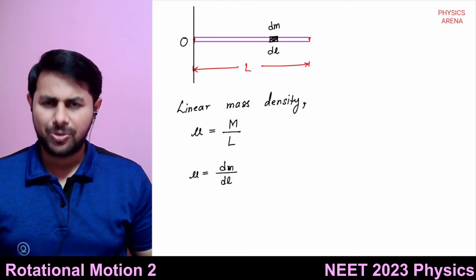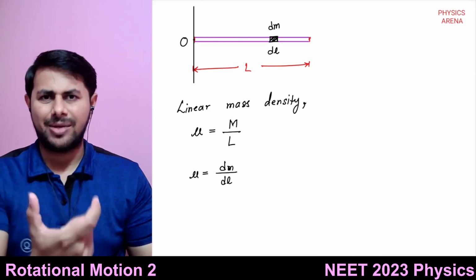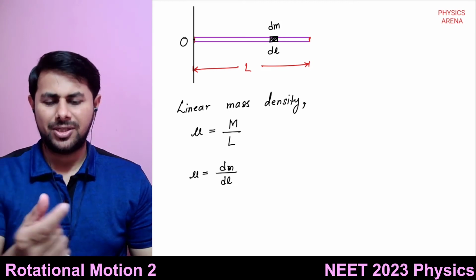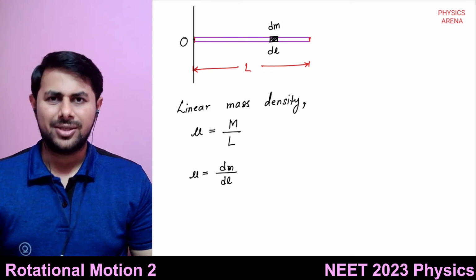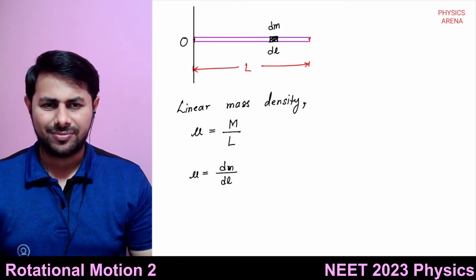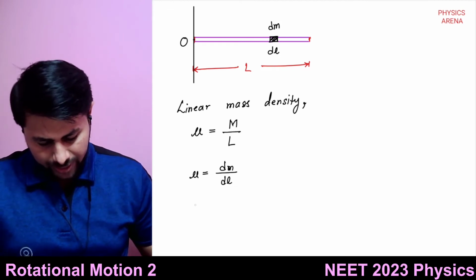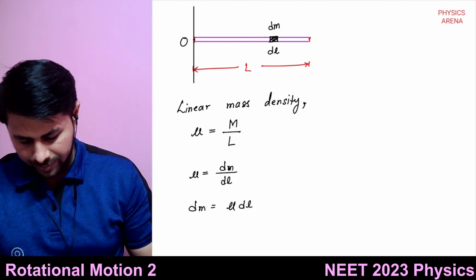It means that if you consider half length, the mass of that half length will be how much? It will be half. If you consider one-fourth length, the mass will be one-fourth. So mass is uniformly distributed, right? So therefore, dm can be written as what? dm can be written as mu times dl.